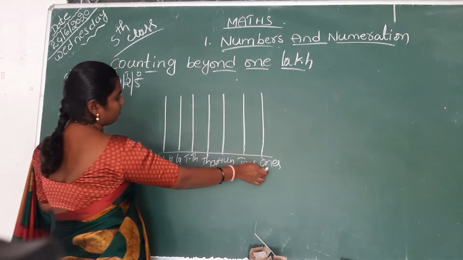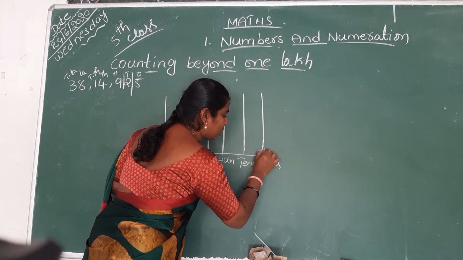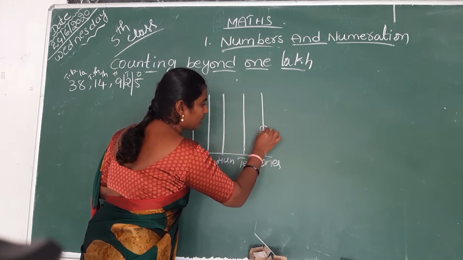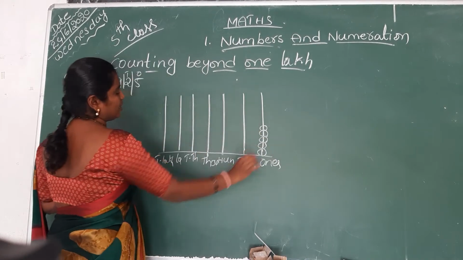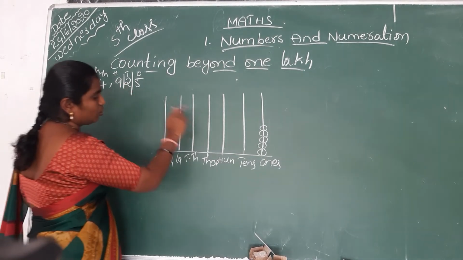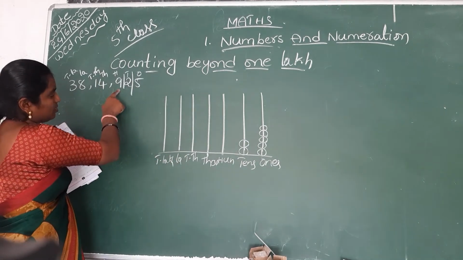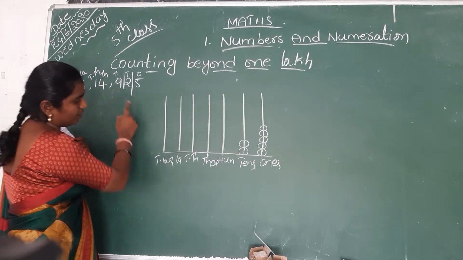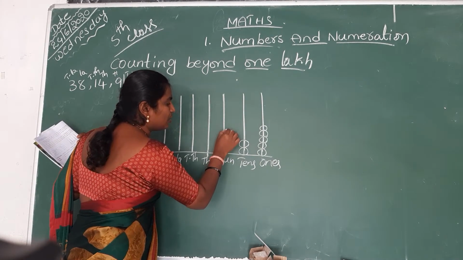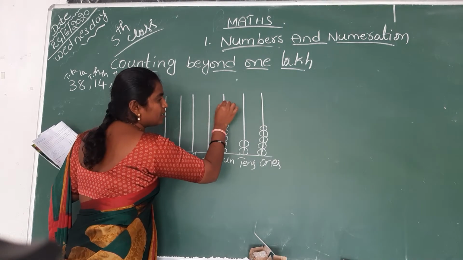So here see, in ones place which number is there? 5. So you have to draw 5 circles or 5 balls in the ones place. 1, 2, 3, 4, 5. Ones place completed. Next tens place. Tens place which number is there? 2. So you have to draw how many balls here? 2 balls. This is the abacus system. Next in hundreds place which number is there? 9. So we have to draw how many balls? 9 balls. 1, 2, 3, 4, 5, 6, 7, 8, 9.